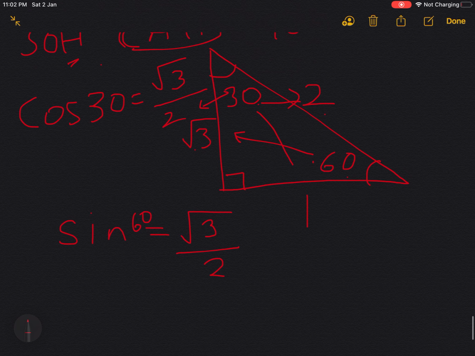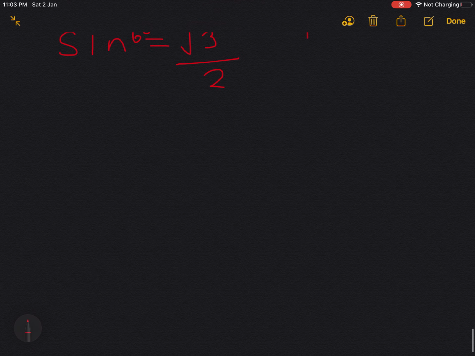Of course, and unfortunately, we need to draw another triangle. That means there's something else we need to recall. 45 on each side, but this side is 1, this side is 1. This is an isosceles triangle, so it makes sense that two sides will be equal. We'll have 1 unit each. And from Pythagoras theorem, this side should be the square root of 2.